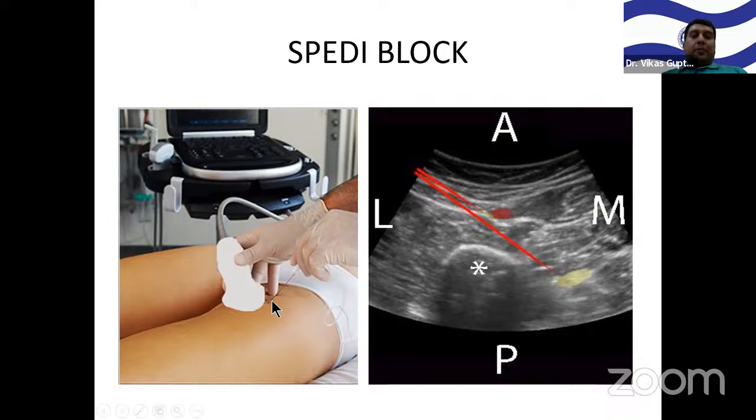So we will put the patient in the supine position, and we will put our low frequency curvilinear probe just 10 centimeters below the inguinal ligament, and identify this yellow structure, which is the sciatic nerve, and this is the saphenous nerve. Okay, so we will go in plane from lateral to medial, and first we will hit the sciatic nerve and deposit our drug there, and then we will withdraw the needle, and lateral to the superficial femoral artery, we will deposit our drug there. That is, we will block the saphenous nerve. So this is the femoral head, and we will identify the femoral head, the sciatic nerve, saphenous nerve, and superficial femoral artery. So that is called the SPADI block.